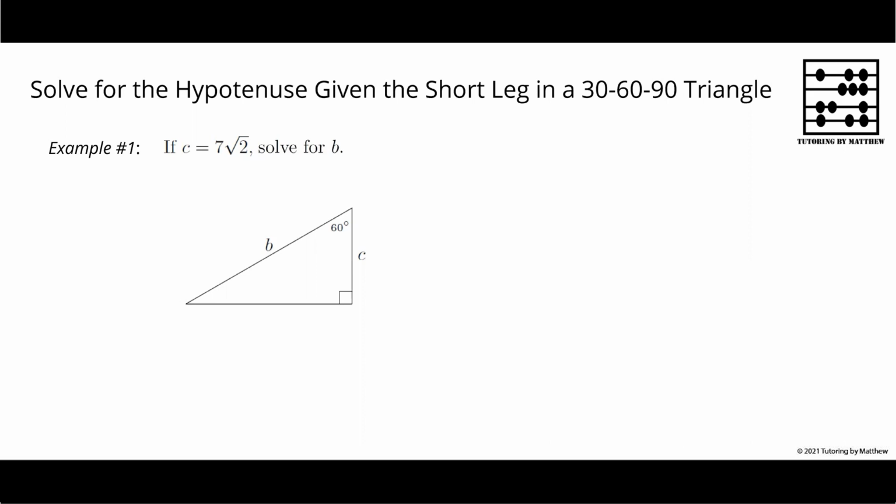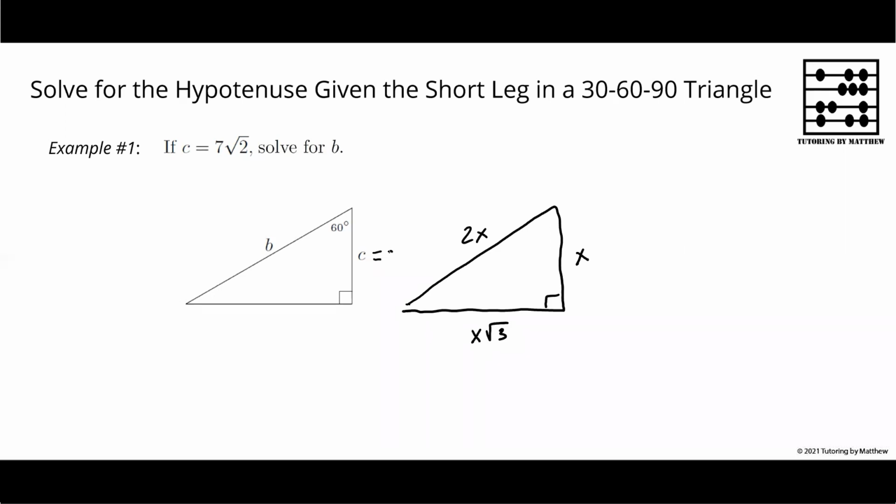Solve for the hypotenuse given the short leg in a 30, 60, 90 triangle. Example number 1. If C equals 7 square root 2, solve for B. Start by drawing a reference triangle to the right of the given triangle. The short leg is x, the hypotenuse is 2x, and the long leg is x square root 3.